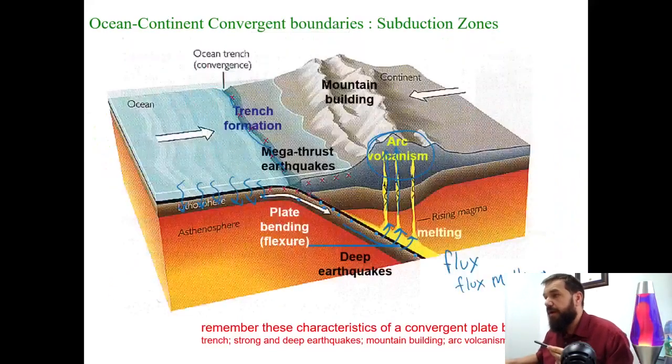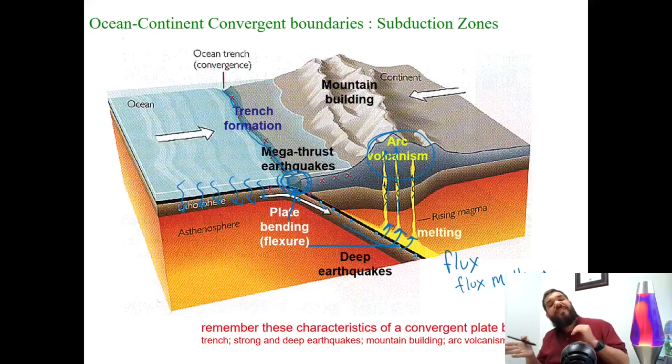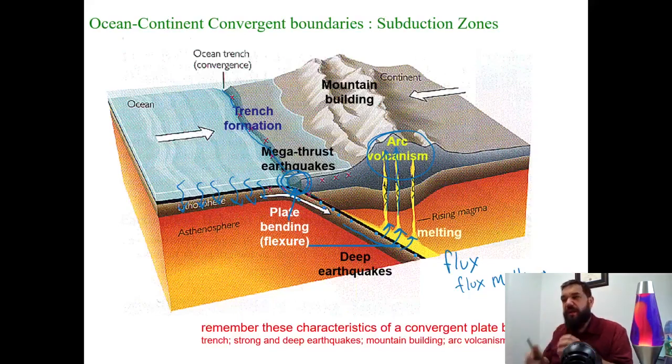All right, so one last thing I want to point out here. There is a wedge of sediment that forms right here as the ocean crust is subducted. That is all the sediment that gets scraped off of the top of the plate as it goes into the mantle. And that wedge of sediment is called the accretionary wedge.